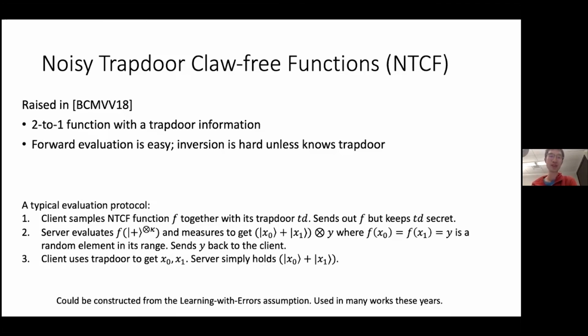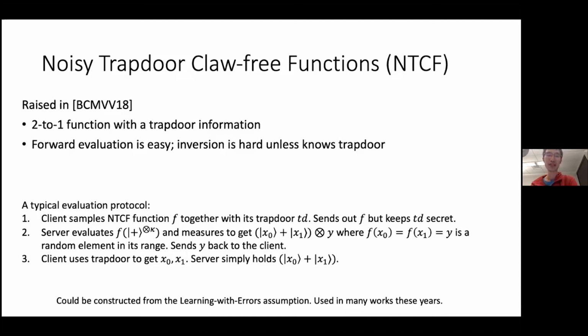This function could be constructed from the learning with errors assumption, which is the famous post-quantum assumption in cryptography. And this assumption is used in many works that appeared this year. A typical evaluation protocol is as follows. The client could first sample an NTCF function together with its trapdoor. Then the client could send out the function description to the server, but keep the trapdoor secret. Then the server could evaluate the function in superposition and measure the output.